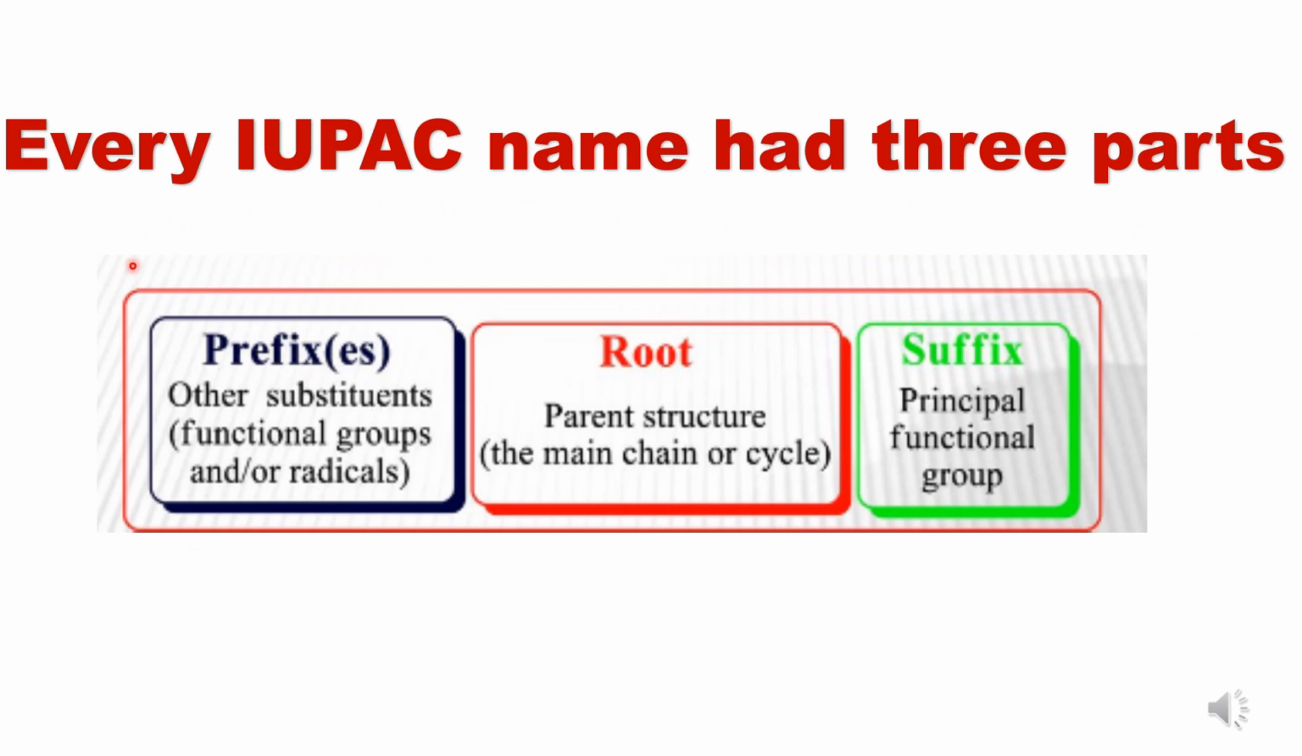So here you can see on the screen that three components have been mentioned. The first component is prefix. This is the other substituent or functional group. Then next is root, that is a parent structure. It indicates the number of carbons present in the chain. And suffix, this is the principal functional group.